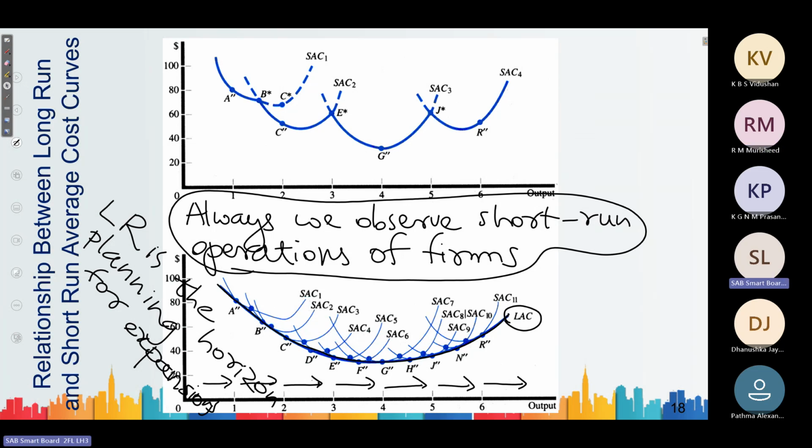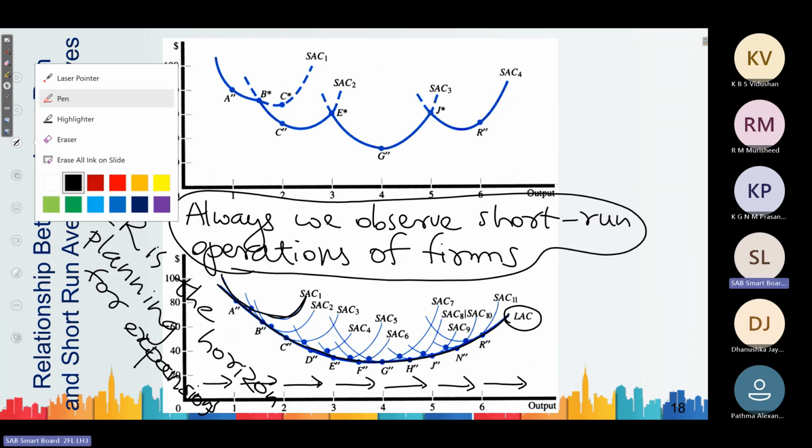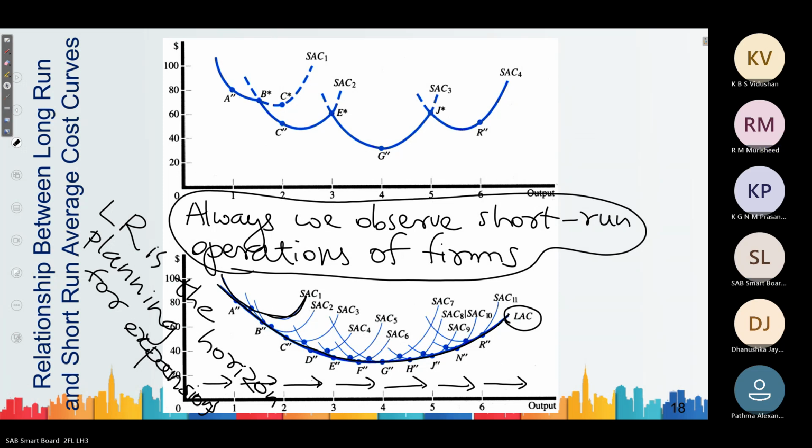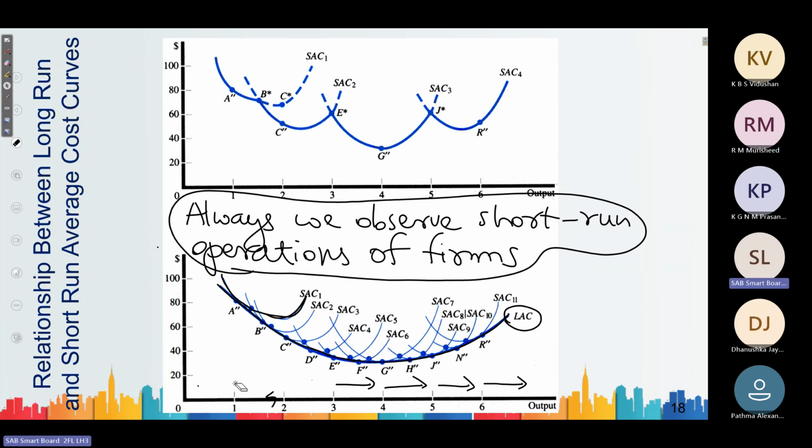So this is the short run average cost curve 1. It represents scale 1 at which this firm operates in the short run. In the short run, when the firm operates at scale 1, this is its short run average cost curve.